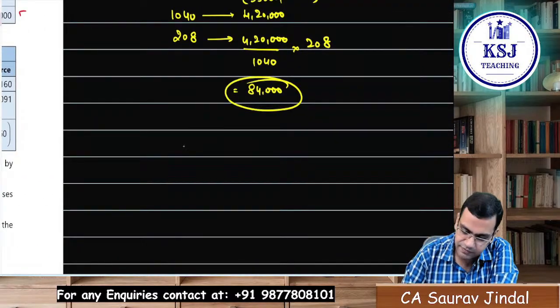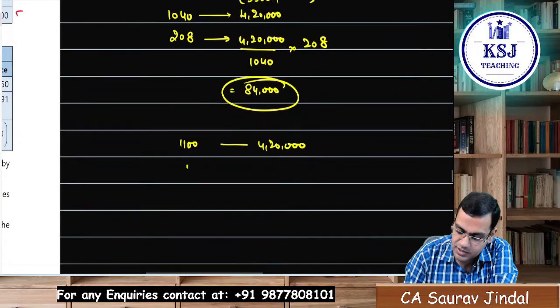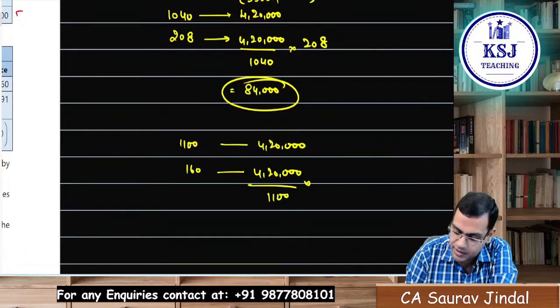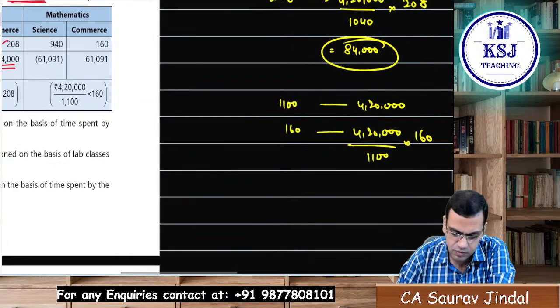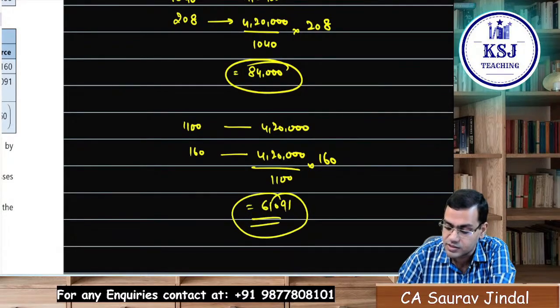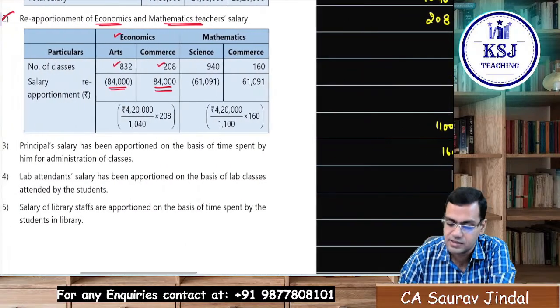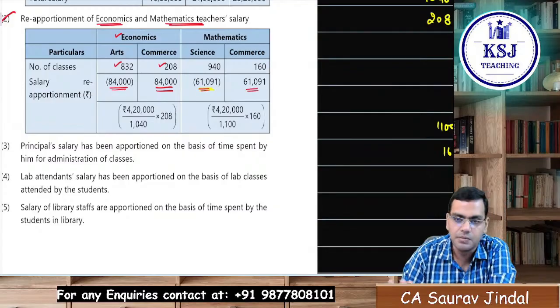for 1100 hours, this teacher is getting 4,20,000. Now, out of this, 160 hours are being given to the commerce stream. Divided by 1100 multiplied by 160. That comes to 61,091, correct? Now this is the cost which belongs to commerce stream. It is not a cost for the science stream. So we will subtract it from the science stream and we will add it to the commerce stream.